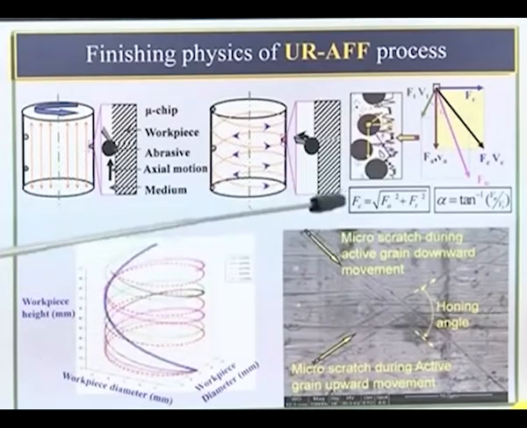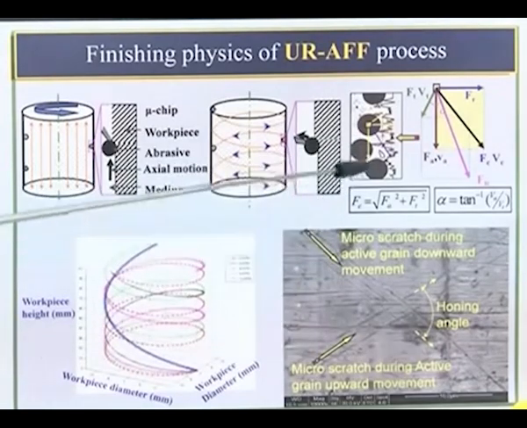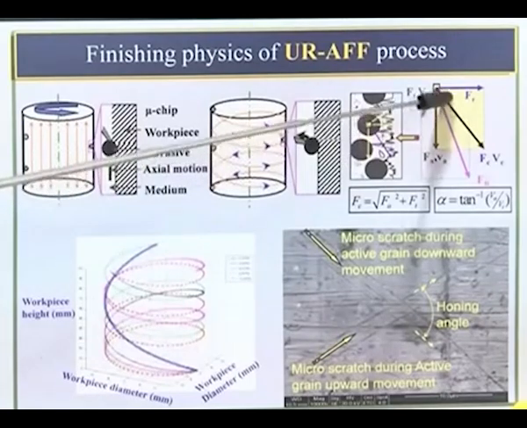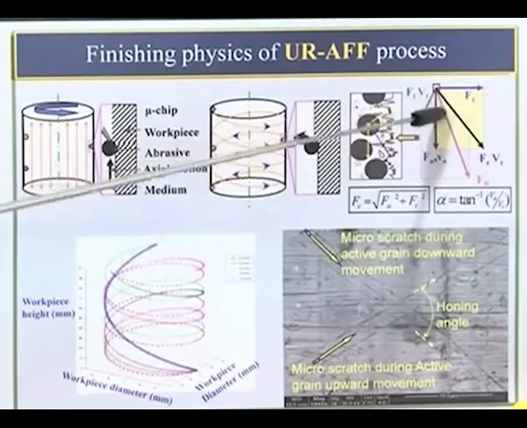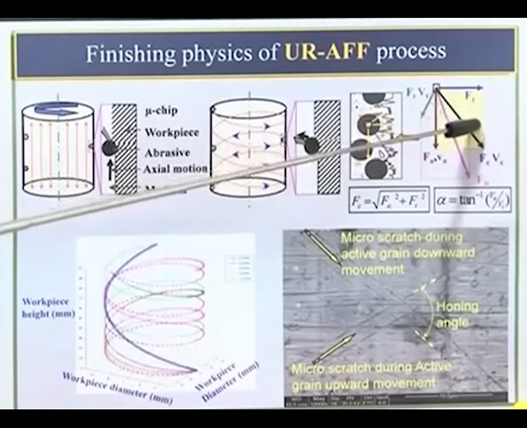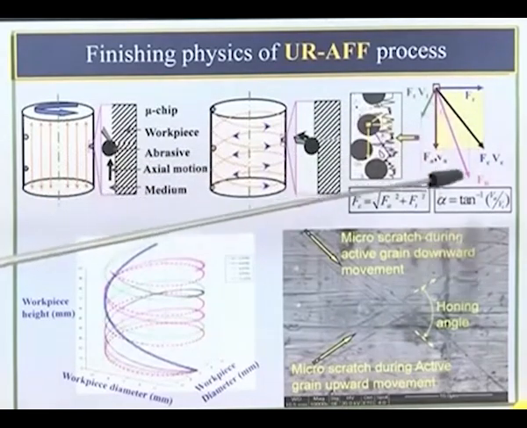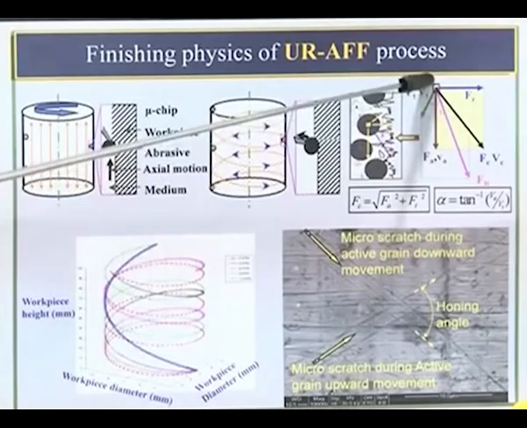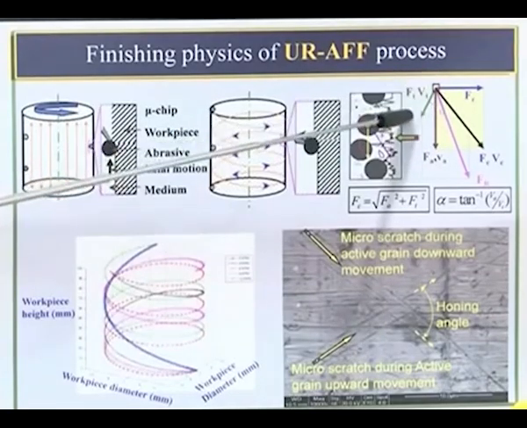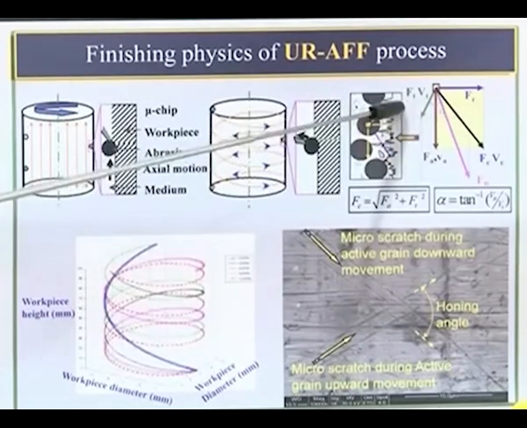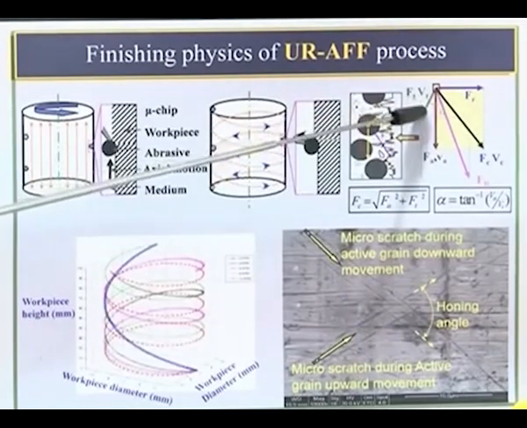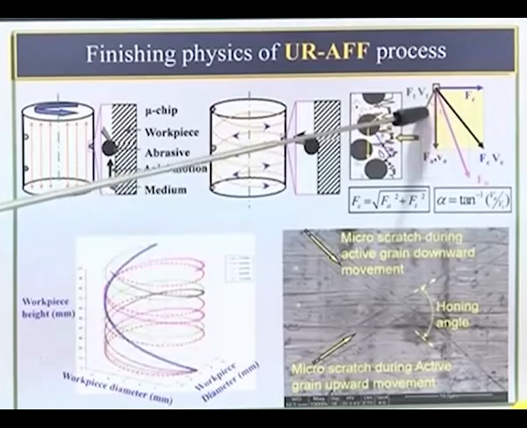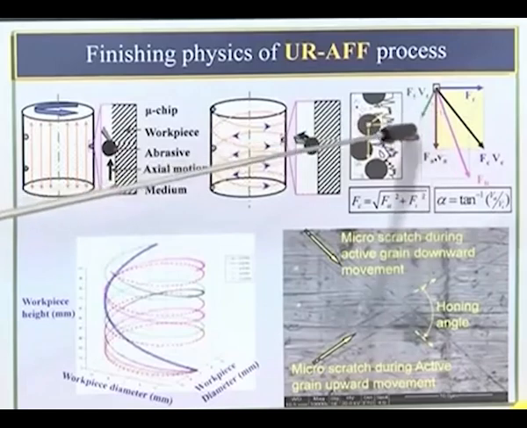The additional benefit of this rotational motion is, in the abrasive flow finishing process you have only two forces, that is axial force as well as radial force, and you have axial velocity. But in the universal rotational abrasive flow finishing process, because of the rotation of the abrasives, you have an additional force and velocity, that is called tangential force and tangential velocity. Because of this force and velocity, the shearing of the surface peaks will be much higher and the surface finish which we get will be better.